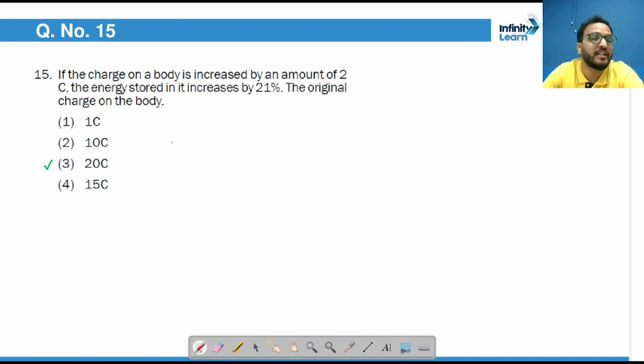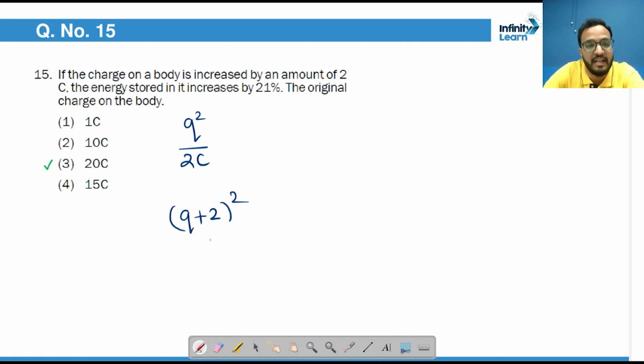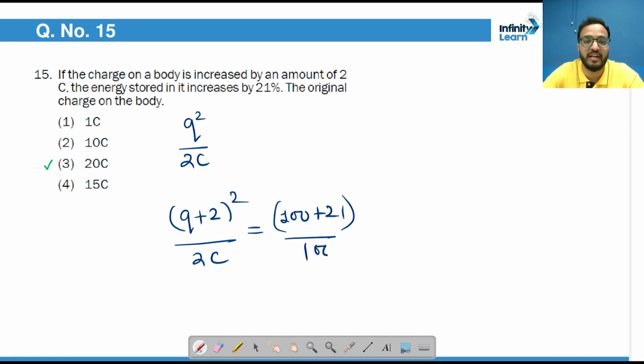If the charge on a body is increased by an amount of 2 coulombs, the energy stored in it increases by 21%. The original charge of the body will be very simple. What is energy? Q square by 2C. Now they are increasing the charge by 2 coulombs, and they are saying that this time it is 21% increase. So how much is it? If it increases 21%, that means it is 100 plus 21 upon 100 fraction wise into Q square by 2C.